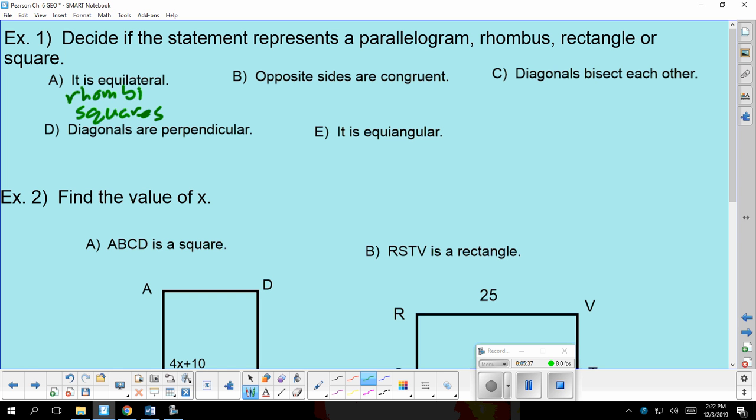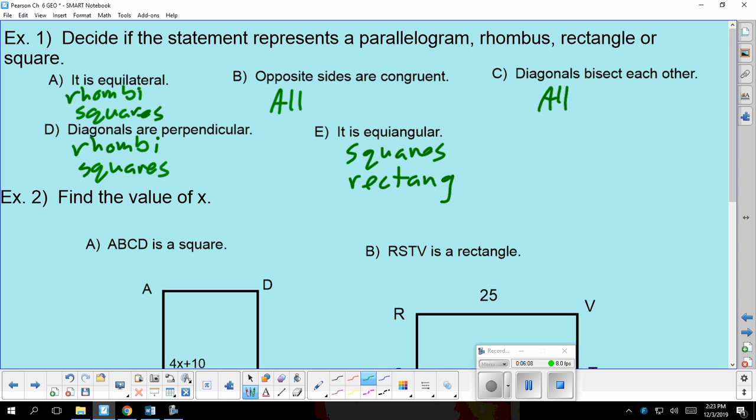Opposite sides are congruent. That's all of them. If it's a property of a parallelogram, then it applies to all of them. Diagonals bisect each other. All is well. Diagonals are perpendicular. That is rhombi and squares. And then is equiangular, squares and rectangles. Why is it B? Diagonals are not perpendicular.